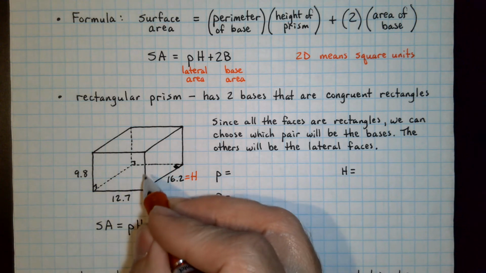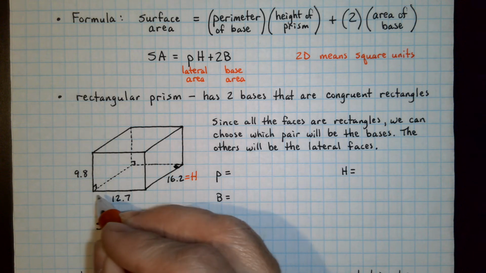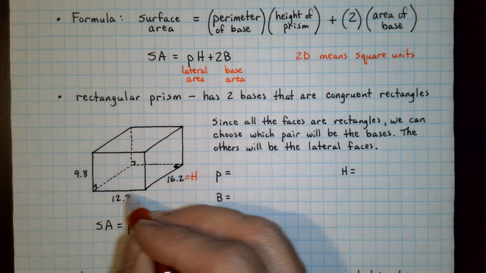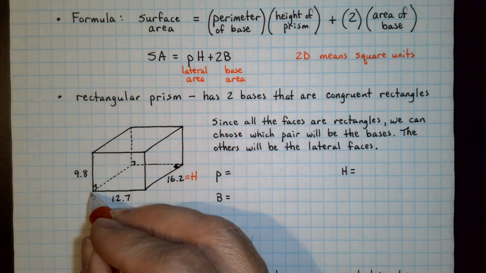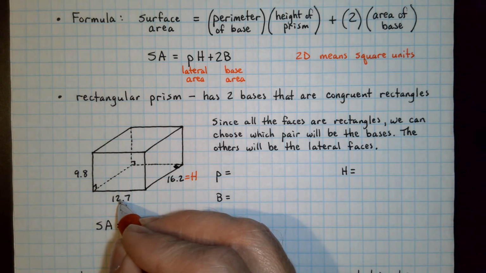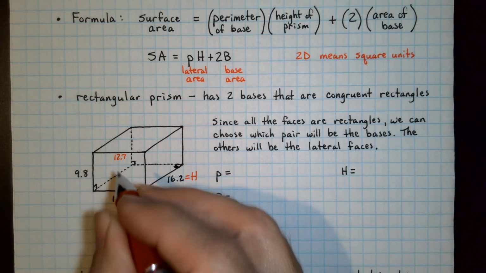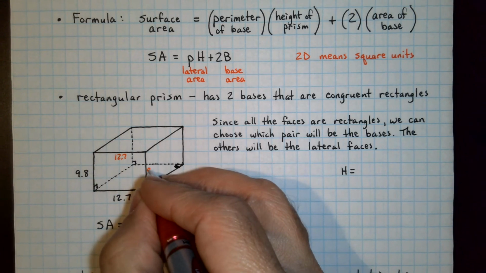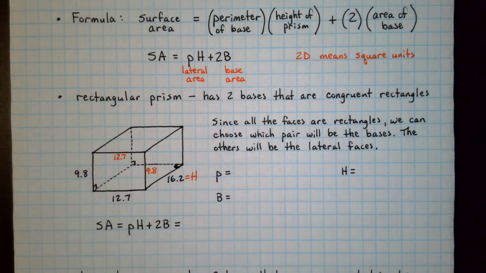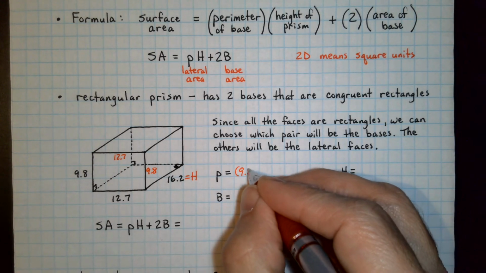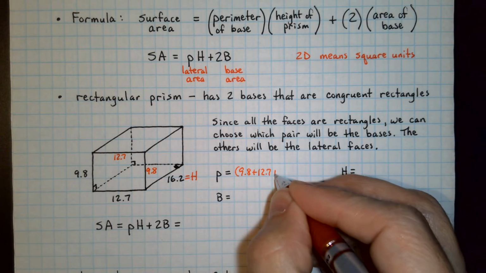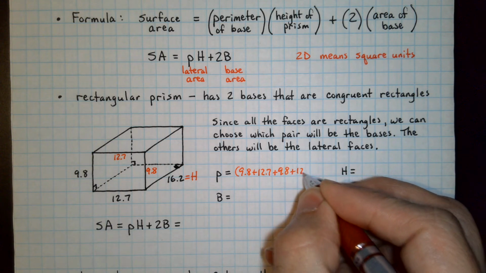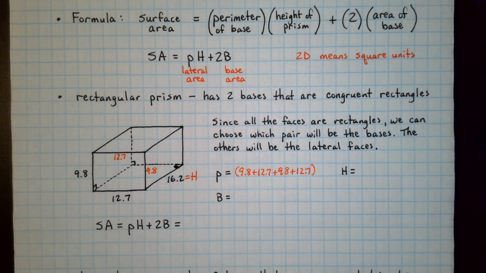Well, the perimeter of the base, a lowercase p, is these four sides added together, and since it's a rectangle here, the opposite sides are the same. So if this is 12.7, this is 12.7. If this is 9.8, this is 9.8. And we'll add all those together. 9.8 plus 12.7 plus 9.8 plus 12.7. And that's going to give us 45.